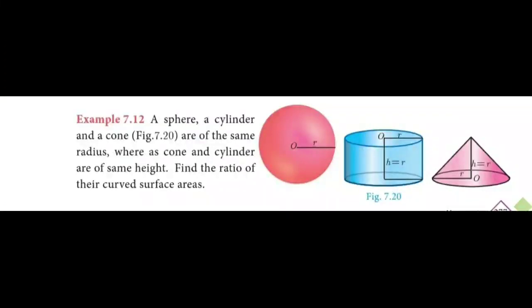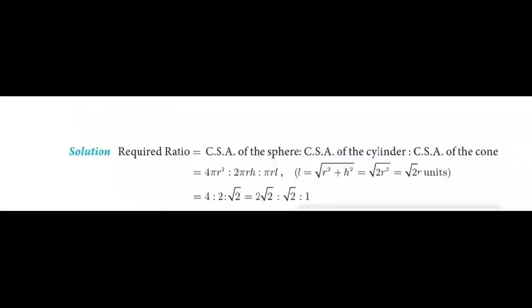Example 7.12. A sphere, a cylinder and a cone are of the same radius, whereas cone and cylinder are of the same height. Find the ratio of their curved surface areas. From the given figure, the radius of the sphere, radius of the cylinder and radius of the cone be r, and the height of the cone and height of the cylinder is equal to r.